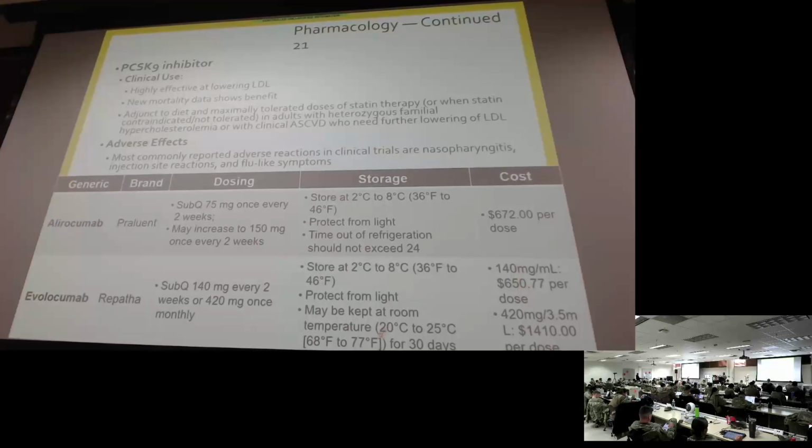So they're stored in the fridge, all the things. What I want you to remember, the name of the drugs, that these are injections, not tablets like everything else that we talked about, and they're expensive. So these are like last line things that you're seeing us use these for. They're not commonly used unless you are not getting to goal.